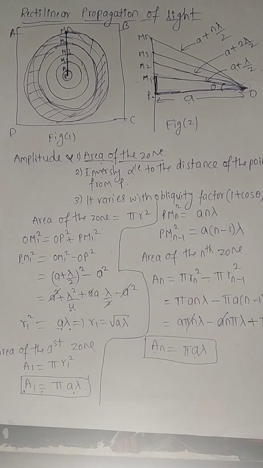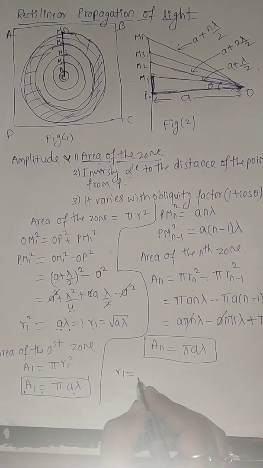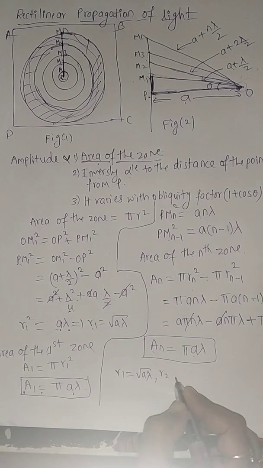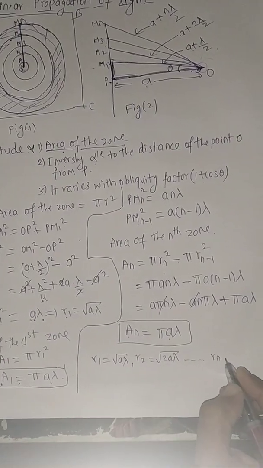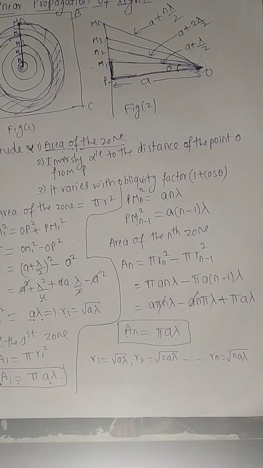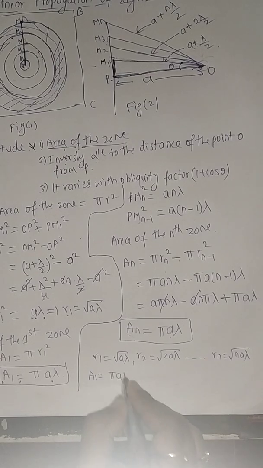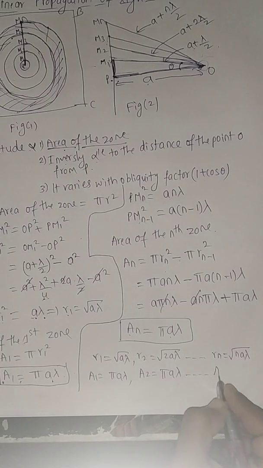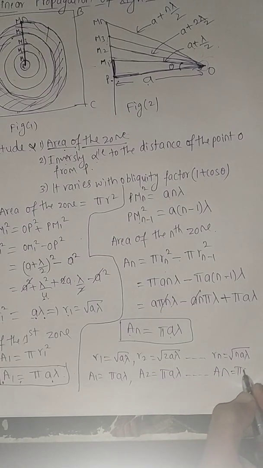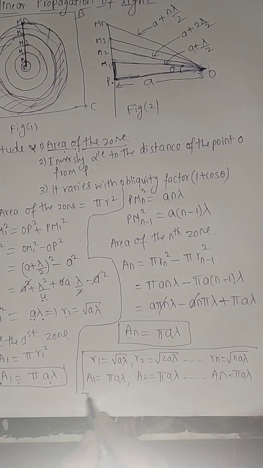So from this, one thing we can conclude. If you see, the radius will be like this: R1 is equal to square root of a lambda, R2 is equal to square root of 2a lambda, up to Rn, which is square root of n a lambda. This is the radius. But if you take area, A1 is equal to pi a lambda, A2 is equal to pi a lambda. Like that up to An, if you calculate, it is pi a lambda only you will get. So this is the main thing I want to say here.